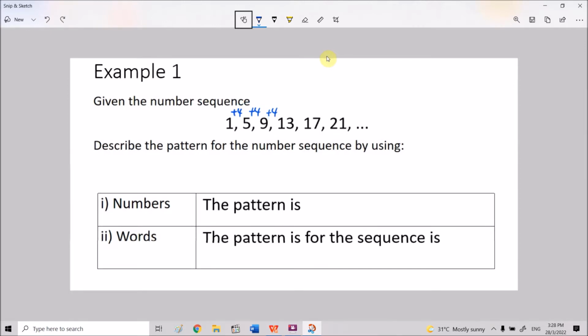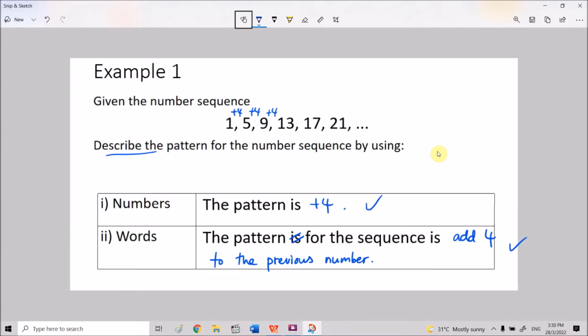Actually, you have already learned this part in the part 1 and part 2 videos, so we go through this as a revision. If you want to describe the pattern by using numbers, the pattern is add 4. That's it. You can stop here. And if you want to describe this in words, you can write: the pattern for the sequence is add 4 to the previous number.